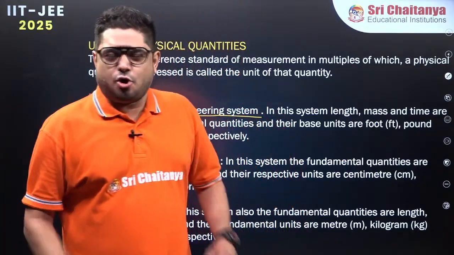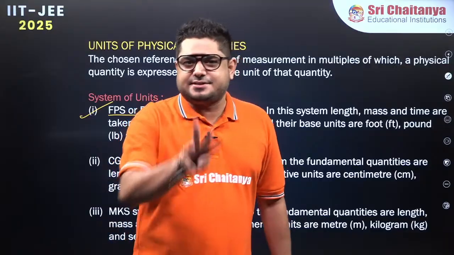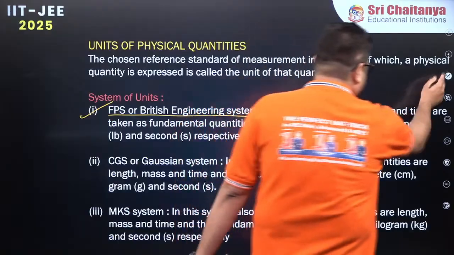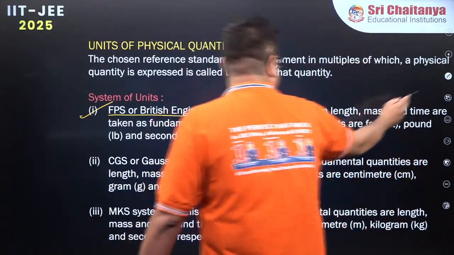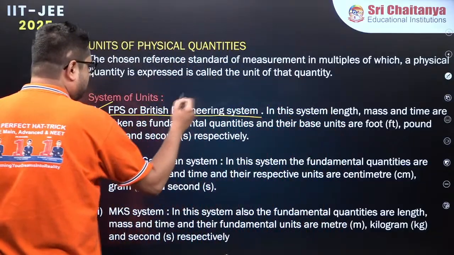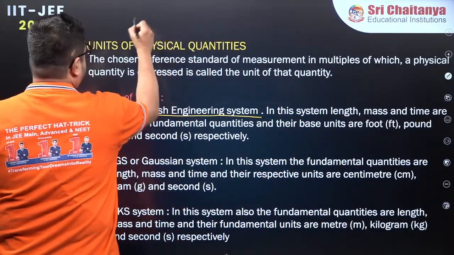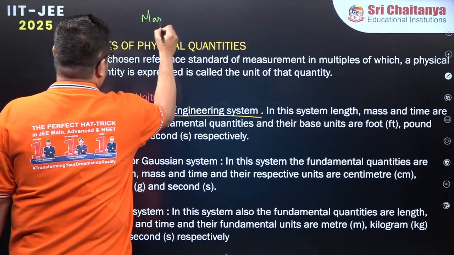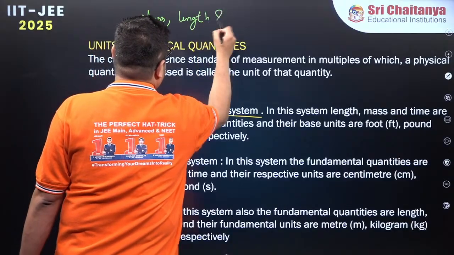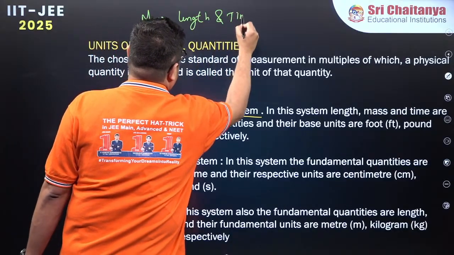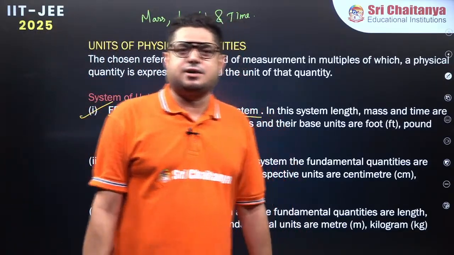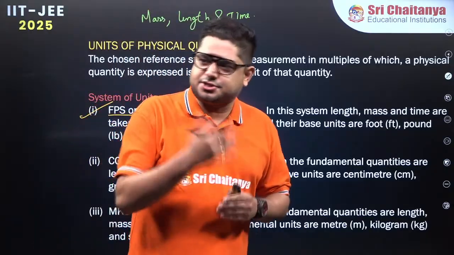Obviously, in all the systems, three basic physical quantities are going to be mentioned. I will write them down. In all such systems, there have to be three basic physical quantities mentioned over there. One is the measurement of mass. Next is the measurement of length. And last but not the least, the measurement of time, isn't it? So these three physical quantities are going to be measured in all such systems of units.